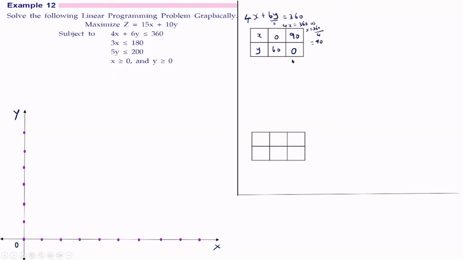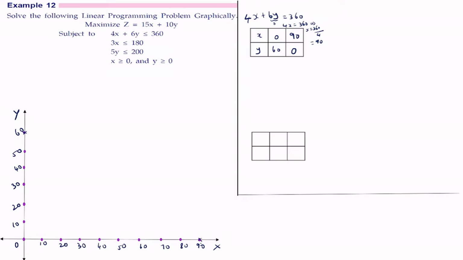Now after seeing these points, let us decide the scale for our graph. So let us take it as 10, 20, 30, 40, 50, 60, 70, 80, 90 on the x-axis. The same scale we have to use on the y-axis also. The first point is 0, 60. X coordinate is 0, y coordinate is 60. So this is the point 0, 60. Then here the next point is 90, 0.